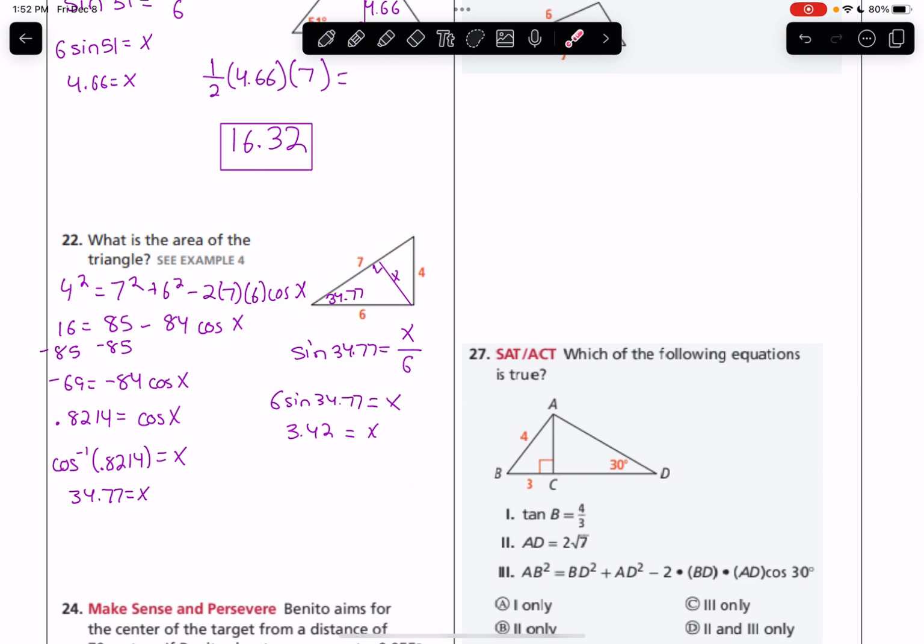So then I'll do my 2 perpendicular measurements, base times height. 7 times 3.42 over 2, or multiplied by 1/2. And that's going to give me 11.97 as my area.